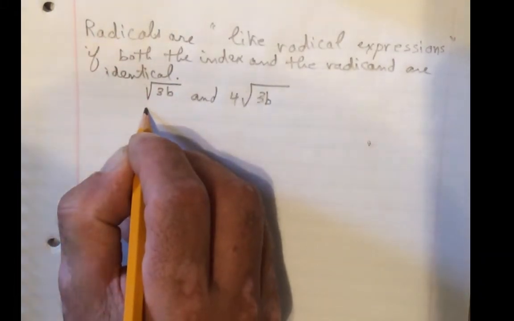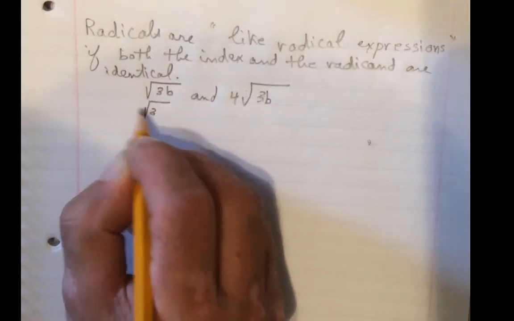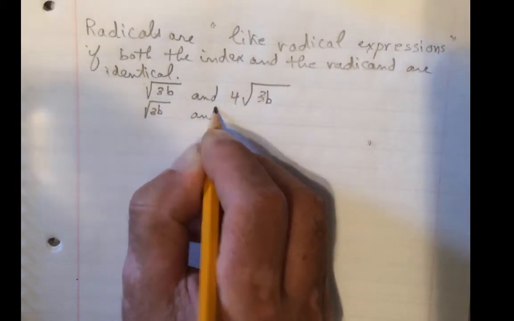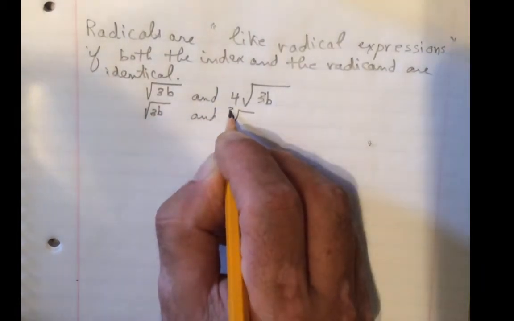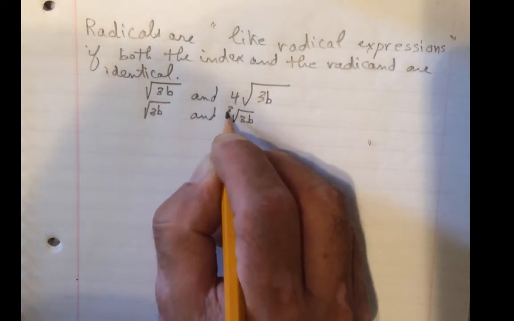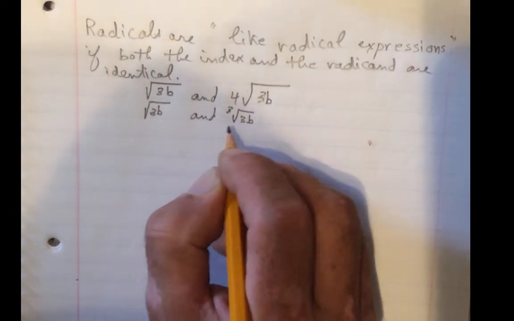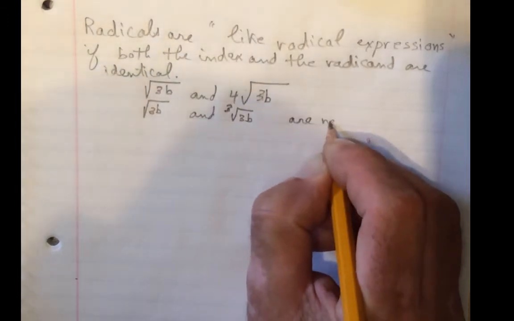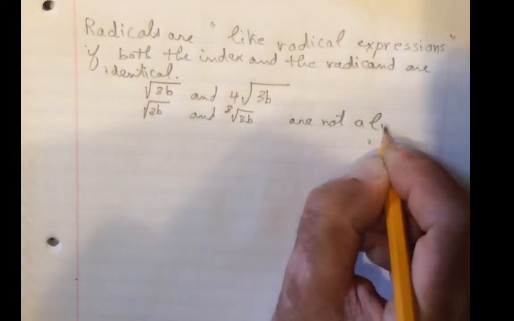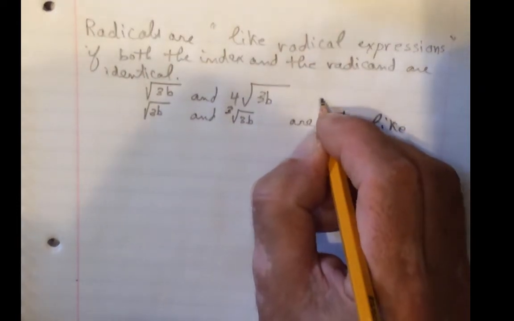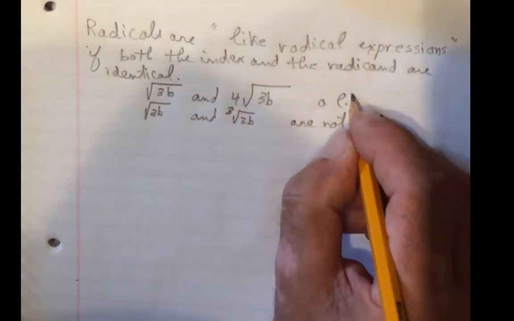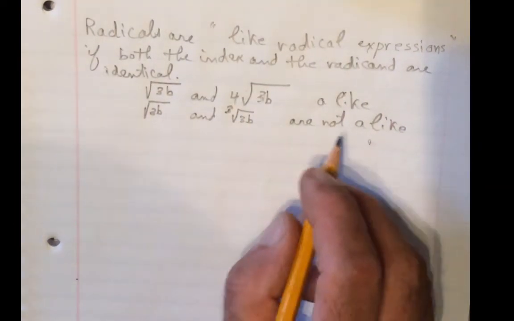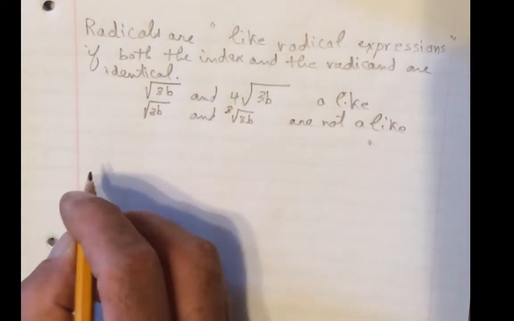But if I have square root of 3b and cubic root of 3b, these are not alike. These are alike. Alright, guys? So now let's see examples.